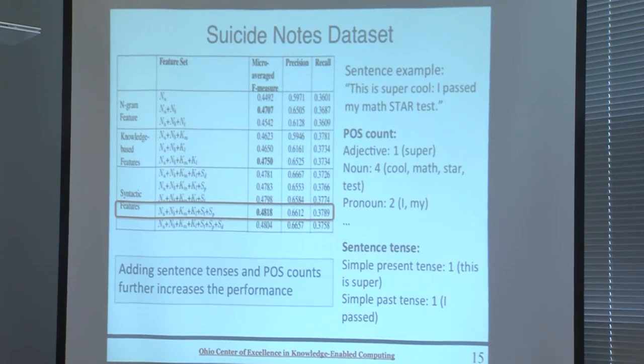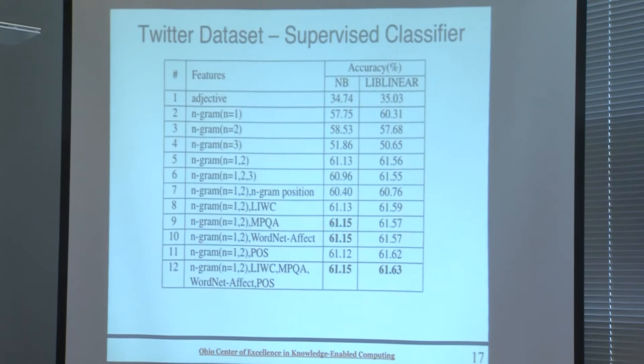Now let's move to the next one, the Twitter data set. First, let's compare using only adjectives and using unigrams. You can see there's a huge gap between using only adjectives and unigrams. Why is that? Because emotions sometimes can be expressed implicitly.